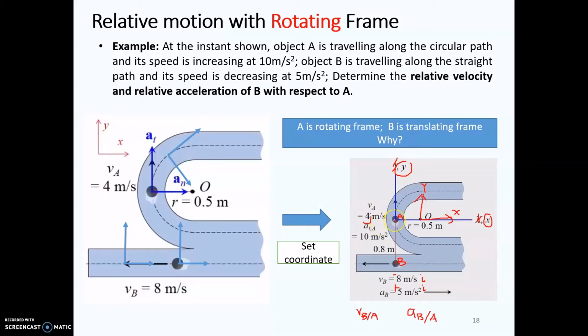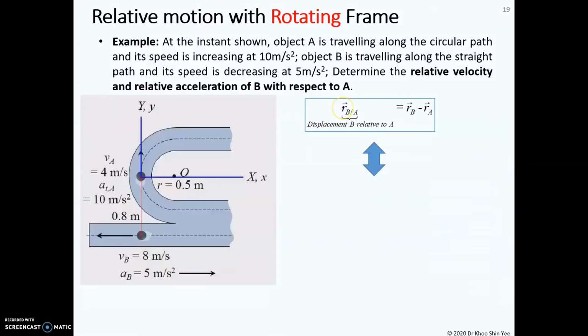The tangential acceleration at point A is also in the same direction. Therefore, you obtain 10j. So we want to measure the relative displacement B with respect to A. We can use this formula, RB/A equal to RB minus RA. For the derivation purpose, let's set the inertial frame as well as the rotating frame over here.